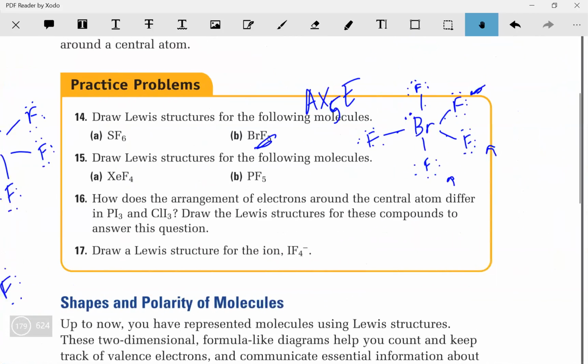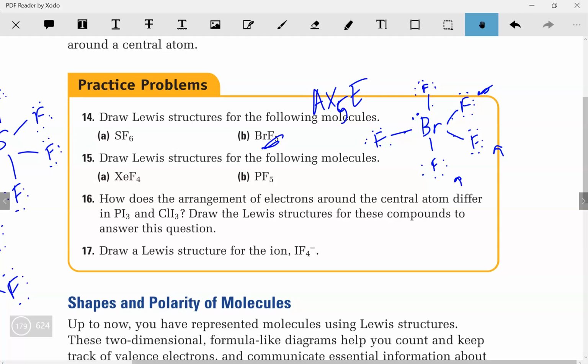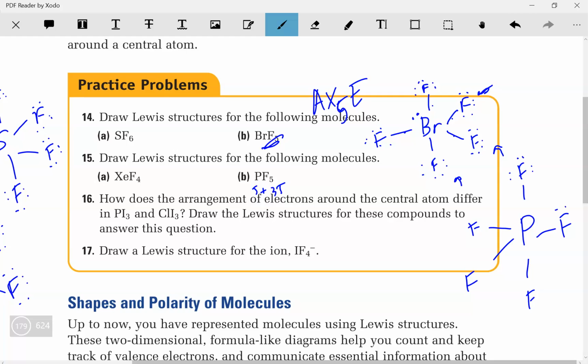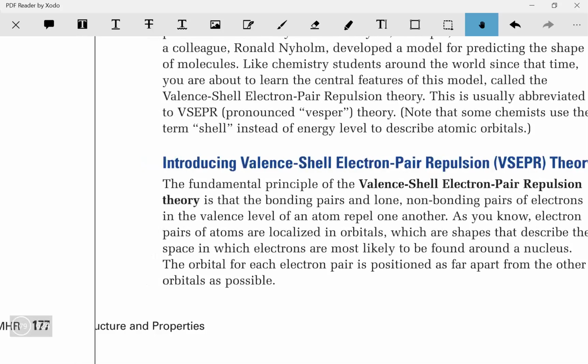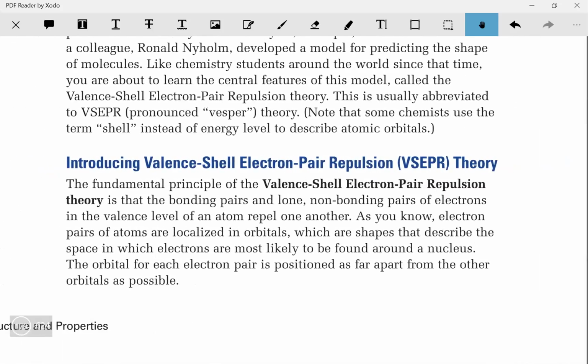PF5. Interesting. How would I do this? PF5. So I do 5 plus 35 is 40. So 1, 2, this is 10 plus 30, is 5 times 6 is 40, and that's a trigonal bipyramidal. Let's compare PI3 and ClI3. Let's see if there's space anywhere else. I guess not.